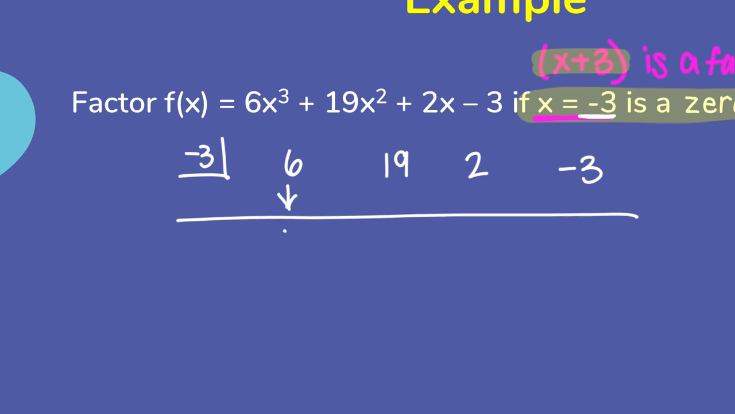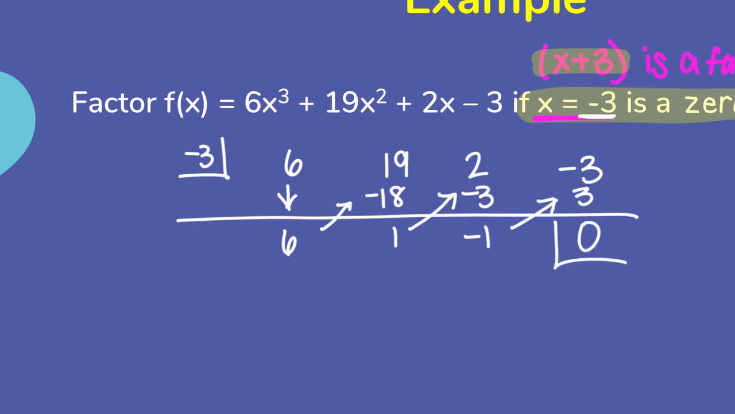Bringing down my first number, multiplying, I'm going to get -18. Okay, adding, I'm going to multiply again, -3, that gives me -1, and this gives me +3. Keep in mind, your remainder must equal 0. If it does not, you have to go back and check.